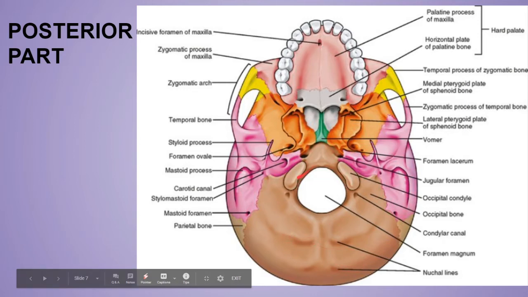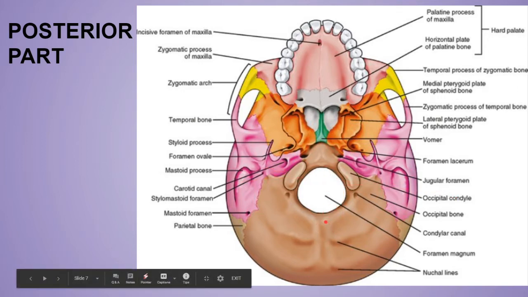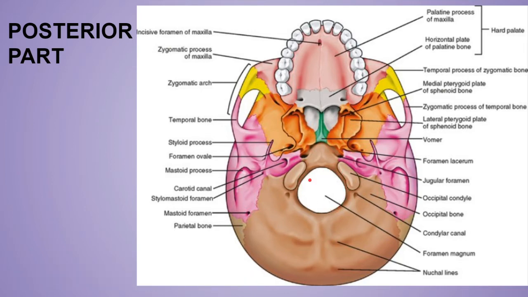So we have divided the norma basalis posterior part into two main parts, median and lateral. In the median, we have the foramen magnum, the external occipital crest, the external occipital protuberance, and the nuchal lines. Now first of all, the foramen magnum. It is the largest foramen of the skull and it opens upwards into the posterior cranial fossa.